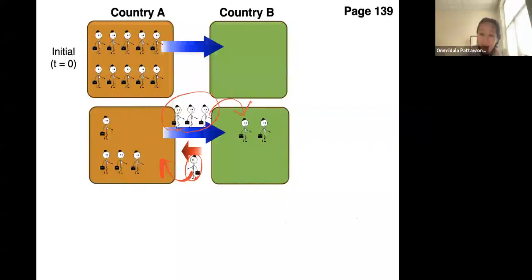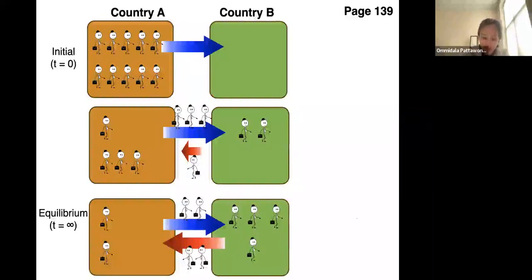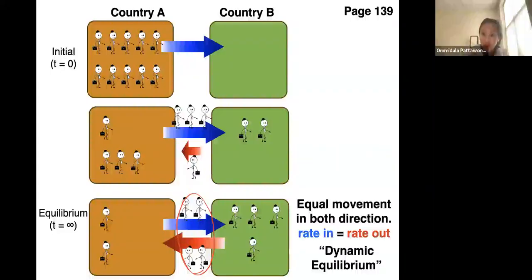But if you let this happen, eventually at time infinity, you are going to see that the rate going forward and the rate going in reverse, which means the migration moving in and out of country B, is going to start to be equal. These people moving in and out start to be equal. We establish that the rate going in is equal to the rate going out. This is what we refer to as dynamic equilibrium.